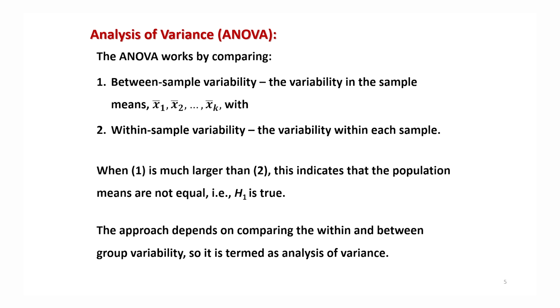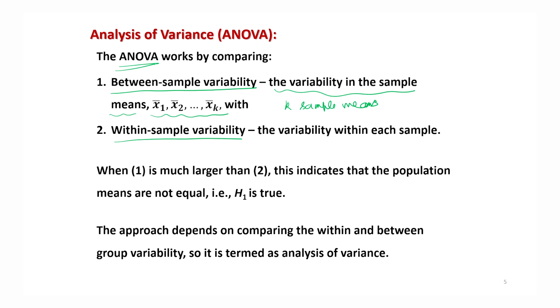In the case of analysis of variance, which is popularly called ANOVA, this works by comparing the between sample variability and within sample variability. What is between sample variability? The variability in the sample means, say x1 bar, x2 bar, up to xk bar, because now you have k independent samples. For each of the samples, you can find out the sample mean. So you will have the k sample means, and if you try to find out the variability in the values of the k sample means, that is the between sample variability.